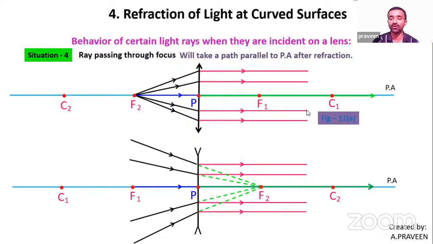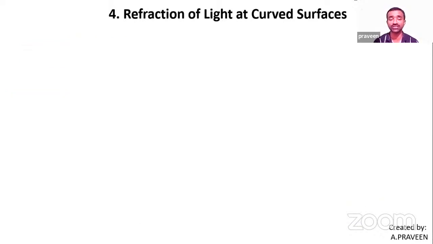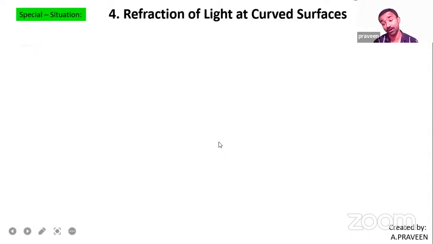So now we'll go for another, a special situation. What is that special situation? What happens when a parallel beam of light rays falls on a convex lens or concave lens? Sir, that was already completed in the previous one. But here the special condition is a parallel beam of light rays, but I didn't mention it as parallel to the principal axis.